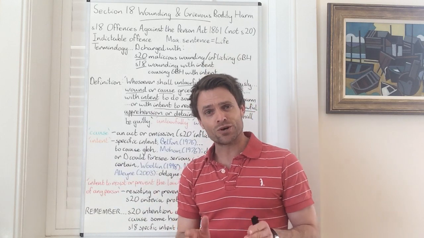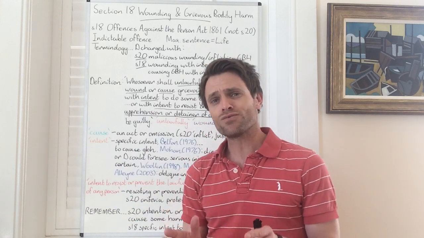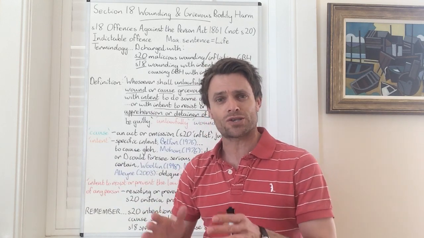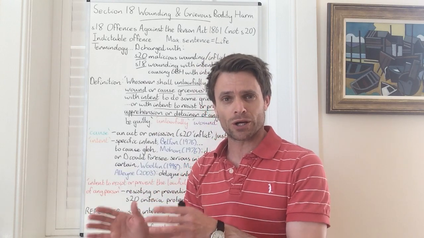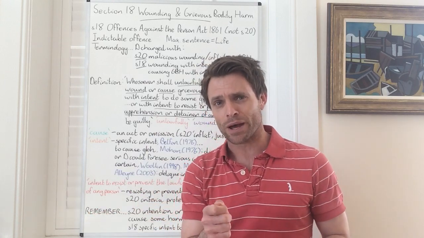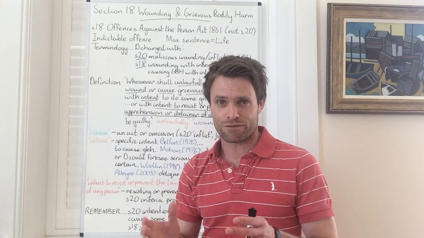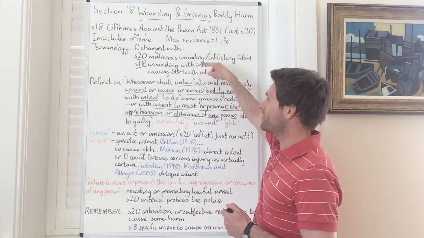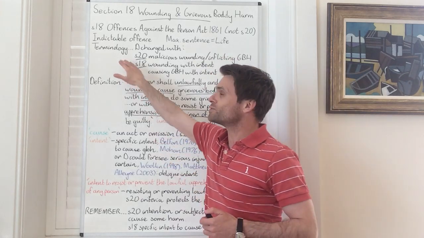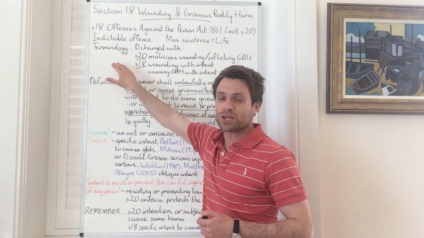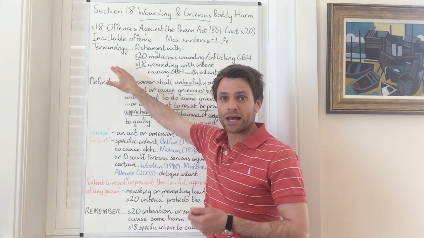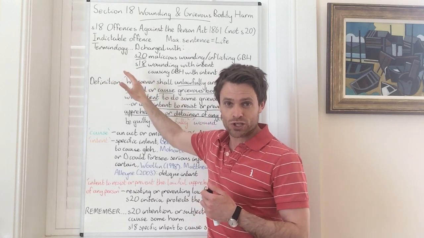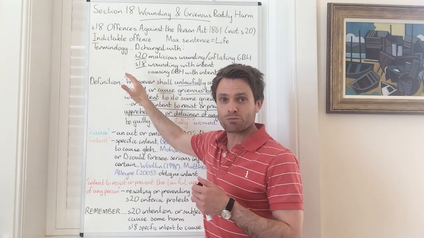Now, when it comes to your scenario analysis, it is relatively straightforward to spot a wound or a grievous bodily harm. The slightly trickier bit is to actually label these offences correctly. So, in order to help you do that, take a look at this section here. This is there to enable you to get the right terminology when it comes to labelling your Section 18 or Section 20 wounding and grievous bodily harm.